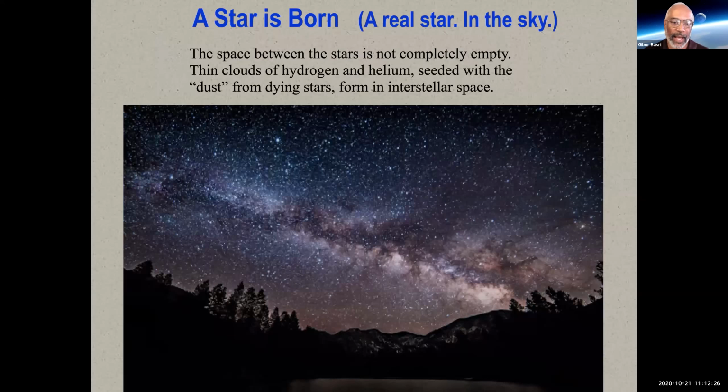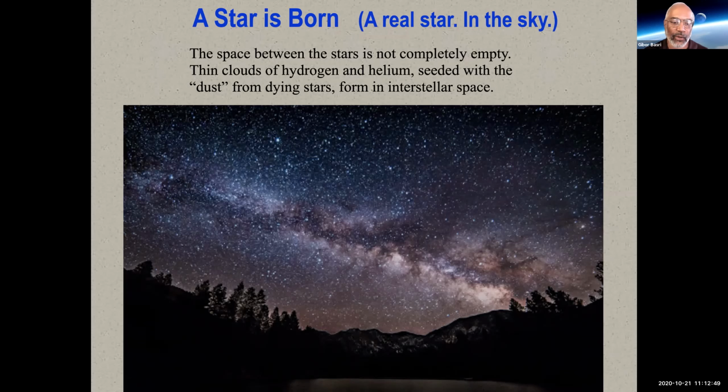And within these clouds, you can see there's a lot of structure. Within them, there are places, usually called molecular cloud cores, where the density of the gas and dust gets high enough that gravity can begin to collapse that core. And that's the beginnings of the star formation process.